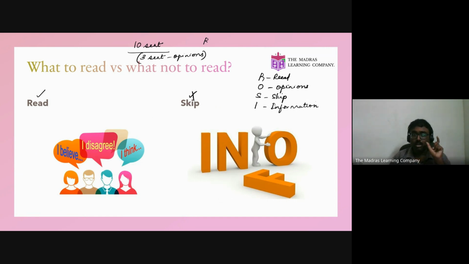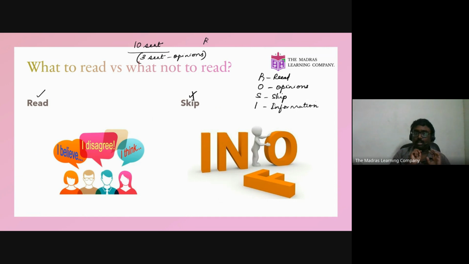But if you're able to focus on these 3 sentences that carry opinion, then you can always come back to those 7 later. Because remember, when you're reading the passage for the first time, the objective is not to answer questions. The objective is to understand what's there in the passage. What is the author trying to tell you? If you get that understanding, you're good enough to go and solve questions.